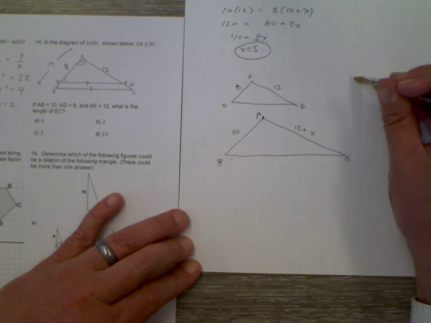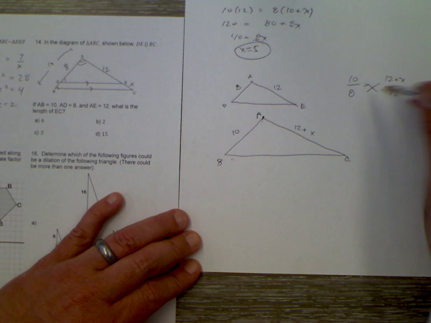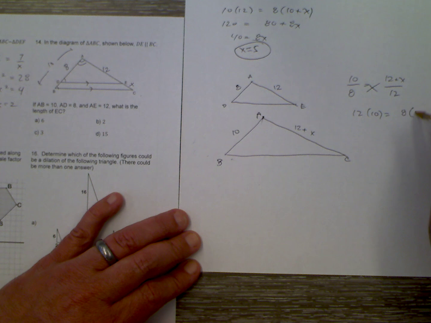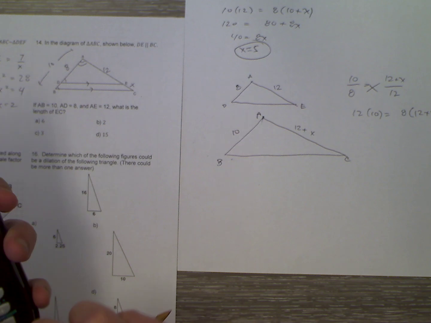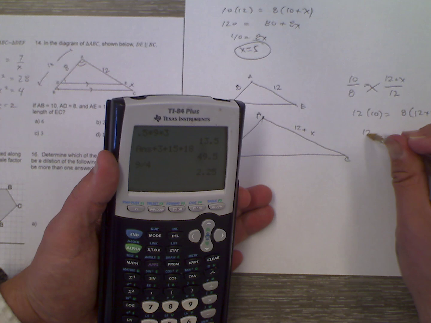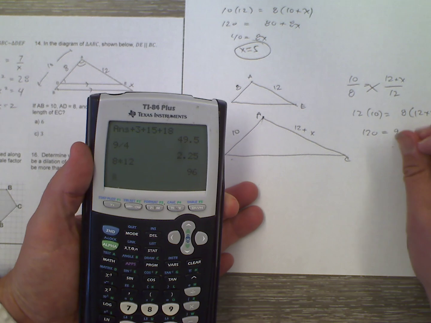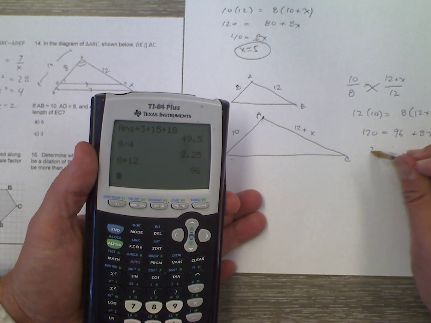So I'm just going to go 10 is to 8 in the same proportion that 12 plus x is to 12. Again, it's not the only proportion. Lots of proportions you could write. Just whatever one it is should get you the right answer. See what that right answer is. Let's go 96 plus 8x. So what is that, 24?